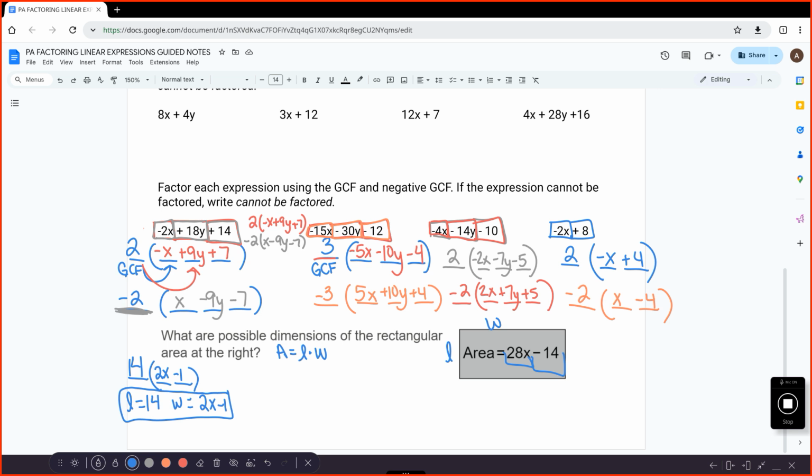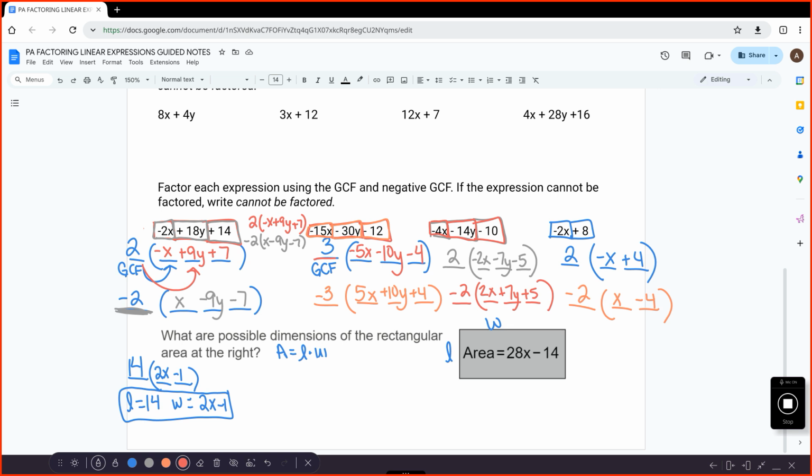If you were to multiply this back, 14 and 2x minus 1, 14 times 2x gets you 28x. 14 times negative 1 does in fact get you negative 14. So these two you can multiply to get it back to the area. All right, so that is one possible answer.